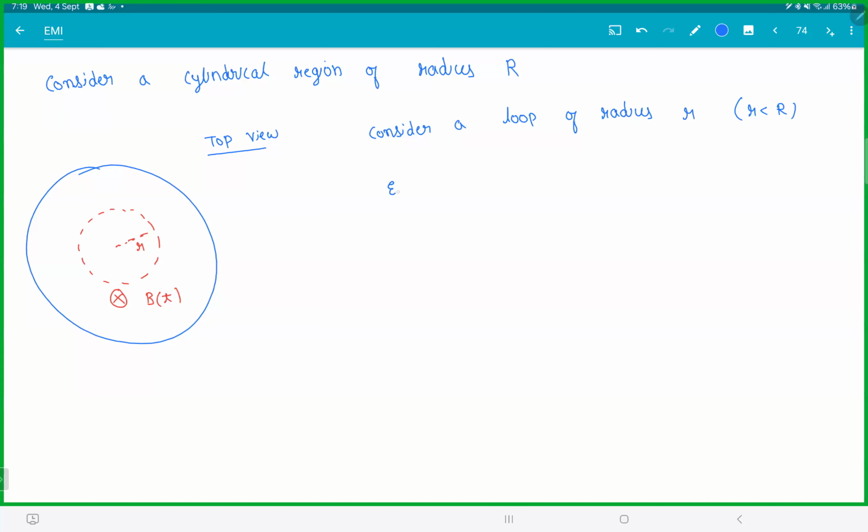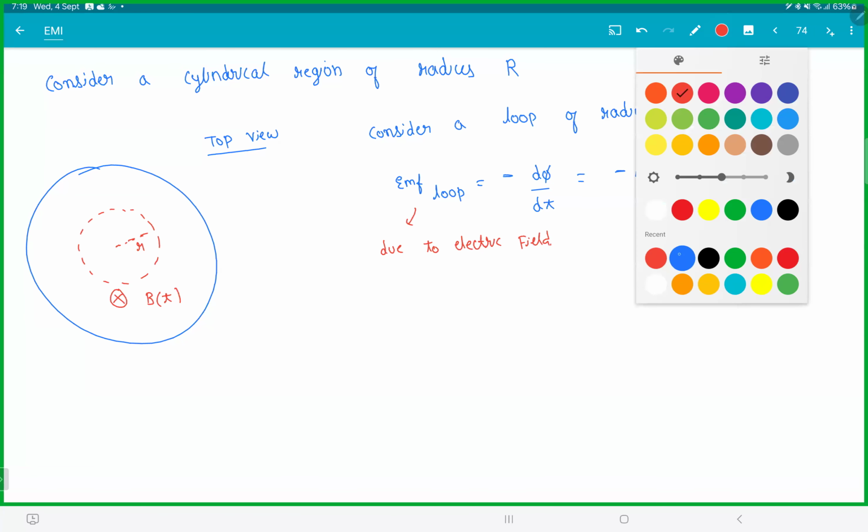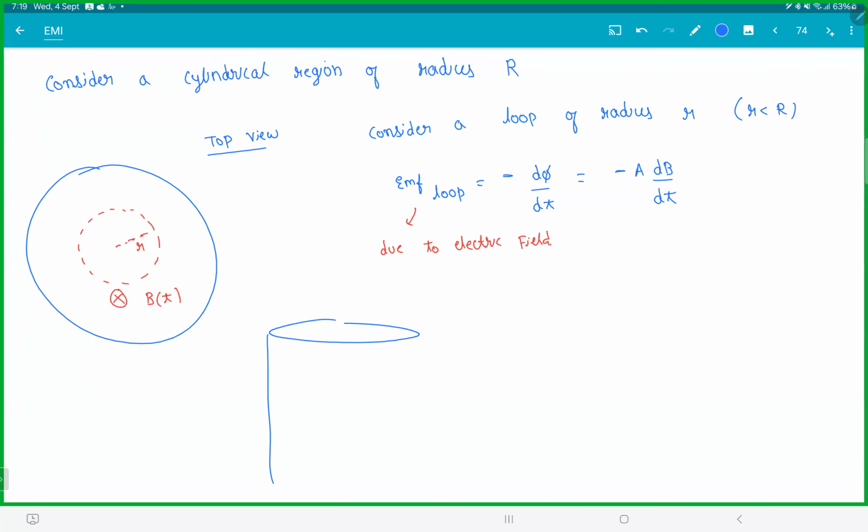So Faraday's law: the EMF in the loop is given by minus d phi by dt. Here the area is constant, so this is minus A dB by dt. Correct? So we got the EMF. Now this EMF we are getting is due to the electric field. Now if you look at this from the side view, you have considered this loop here.